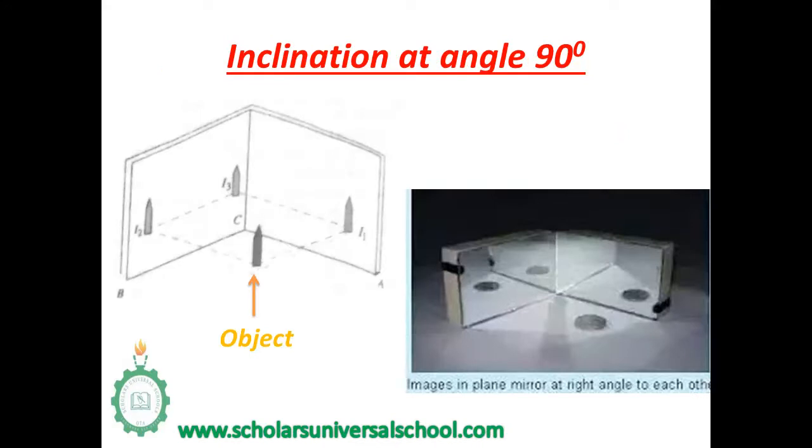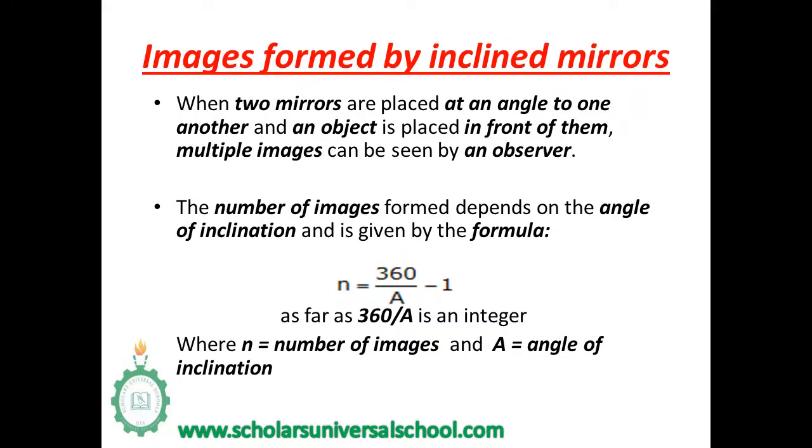So let's move on. This is an example of when you incline two mirrors at an angle of 90 degrees. Now you can see here you have an object placed in front of them. This is the object. If you view the images in the mirror as an observer, you can see you are having what? Three different images. Now let's go back to our formula and check if this is correct. If you're having 90 degrees, you come here.